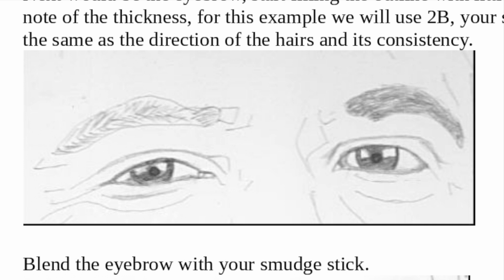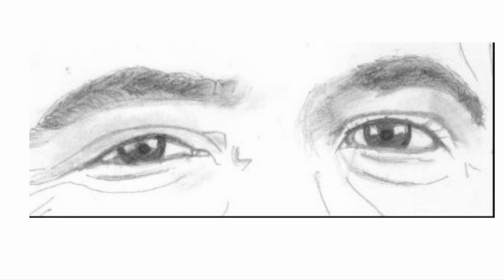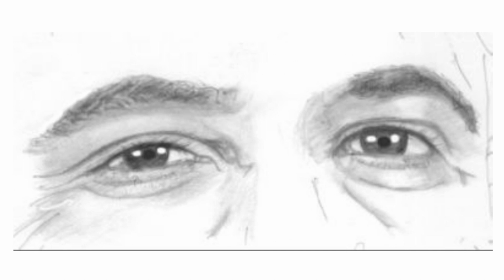Next would be the eyebrow. Start filling the outline with little hairs. Take note of the thickness; for this example we will use 2B. Your stroke should follow the direction of the hairs and its consistency. Blend the eyebrow with your smudge stick. Redo the hair strokes again until it gets darker. Lift some highlights on the eyebrow to define some light areas, and also apply highlights on the catch light just beside the pupil.